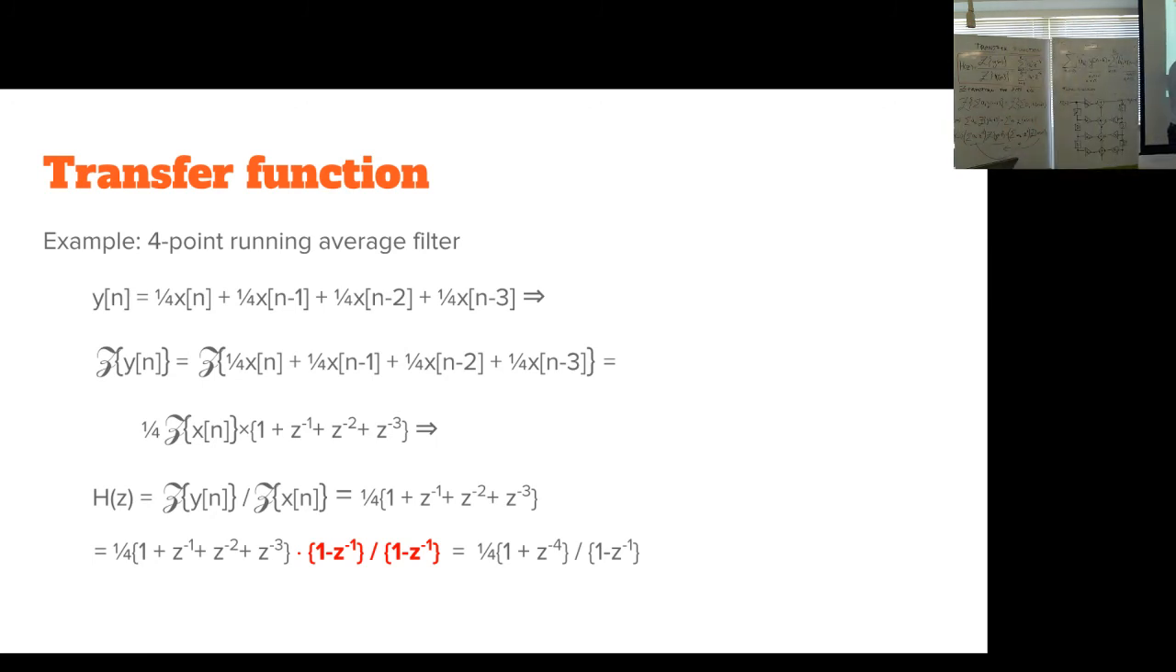Actually, if you take this equation and multiply it by 1, meaning 1 minus z to the minus 1 divided by 1 minus z to the minus 1, so this is totally 1, this one goes as a denominator. If you multiply these polynomials, you will get 1 minus z to the minus 4. Oh, wow, there's a mistake here. I still have the mistake. I need to fix it later.